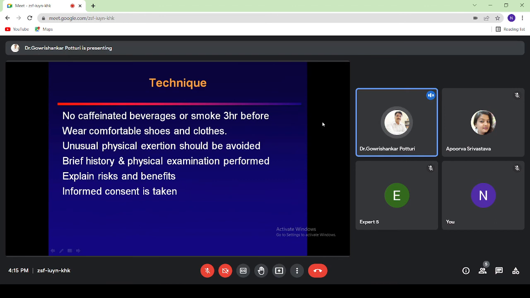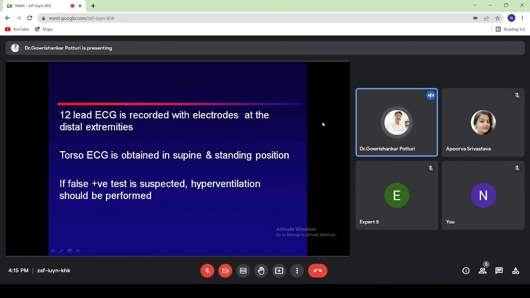A brief history and physical examination is performed. Explain the risks and benefits to the patient, and informed consent is taken. A 12 lead ECG is recorded. We have already seen what a 12 lead ECG is, with electrodes at the distal extremities. Torso ECG is obtained in supine and standing positions.